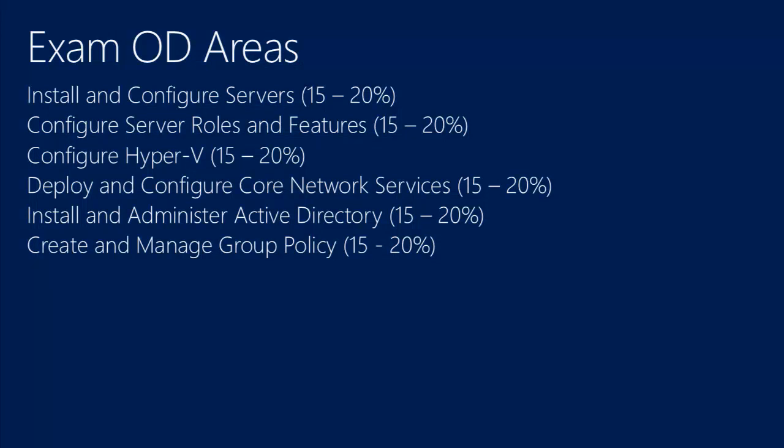That's an important area on this exam, so make sure you know your virtualization. We've also got core network services, how to deploy and configure core network services. And I'll expand these in a minute. We also have installing and administering Active Directory, and finally, creating and managing group policy. Those are the 6 main areas. The OD spells these out, and we're going to break those down in just a second.